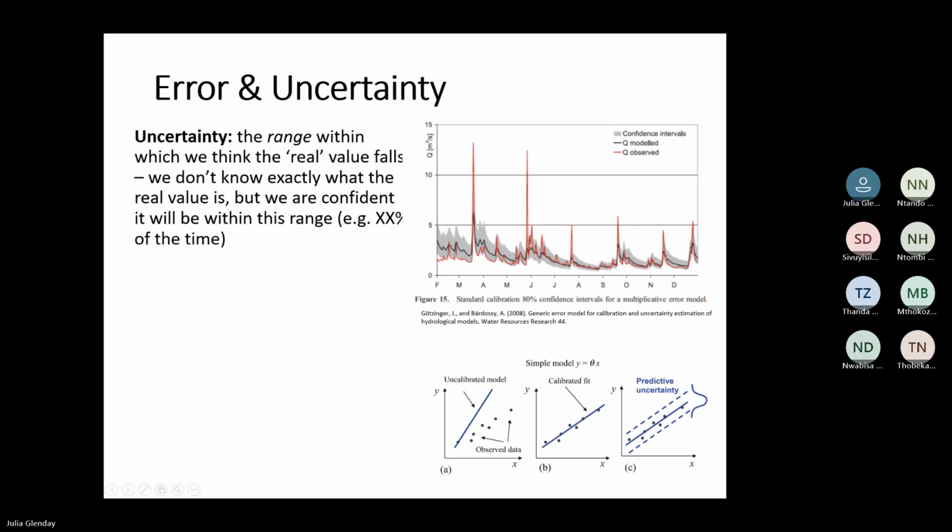So uncertainty is a little bit different than error, because uncertainty is the range where we think the real value is going to fall, but we don't actually know what the real value would be, for a modeling scenario or a climate change scenario.